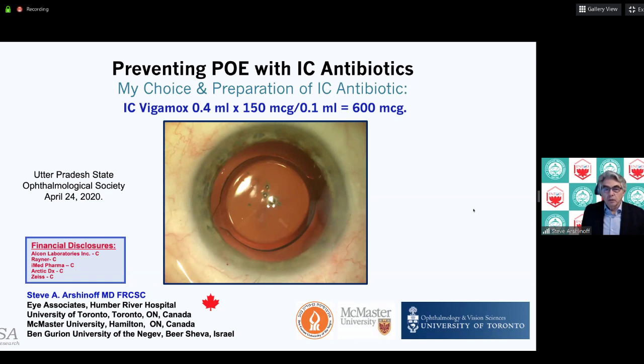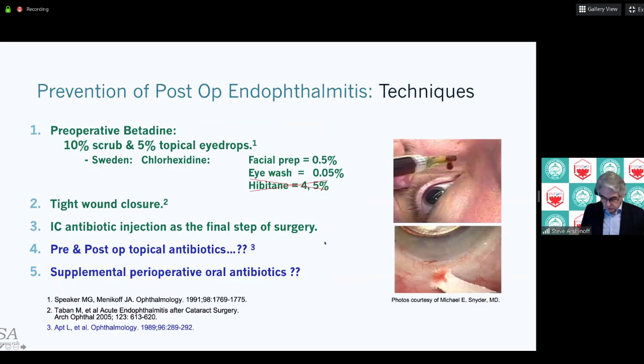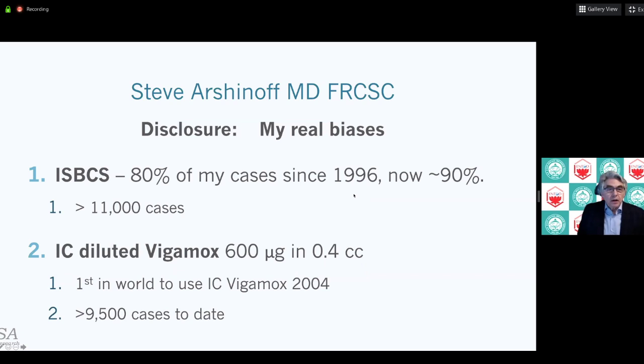These are my financial disclosures, but my real disclosures are that I do mostly bilateral cataract surgery, which I think is helpful in the days of COVID, although we're not doing any yet, and that I really like using intracameral Vigamox. I was the first in the world to use it, and I've used it for over 9,500 cases.